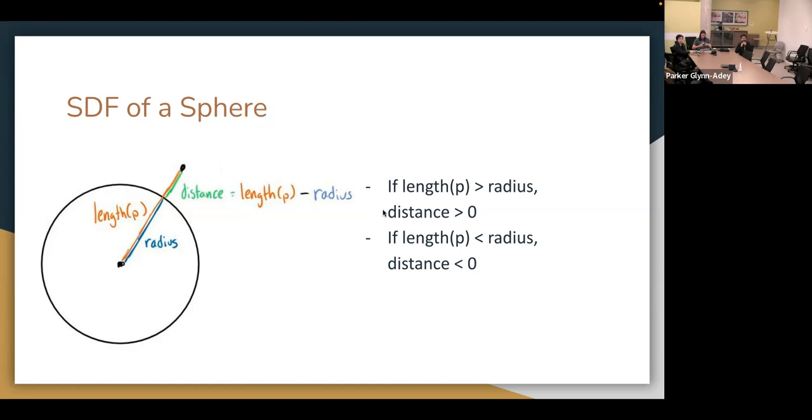And if you check, you see that the negative and positive works. When it's outside the sphere, this will be positive, since the length is greater than the radius. But if it's somewhere inside the sphere, the length will be less than the radius, and that would return a negative distance. So you see that the SDF for this works.